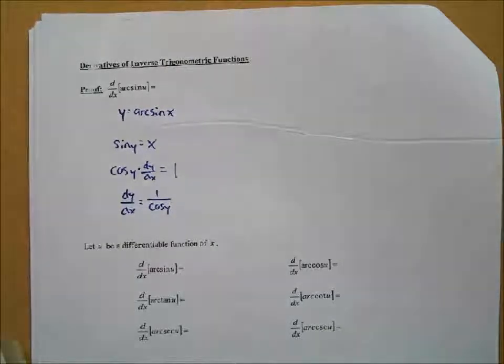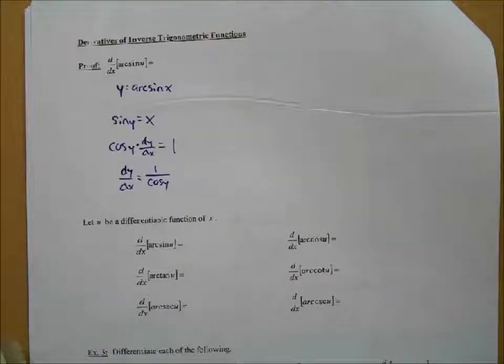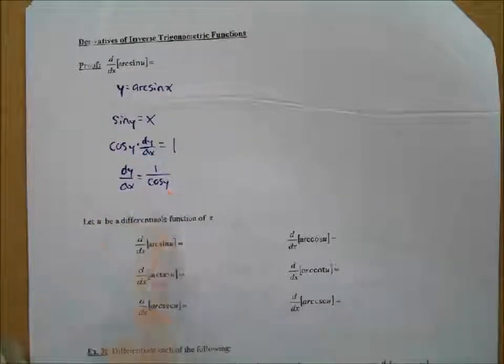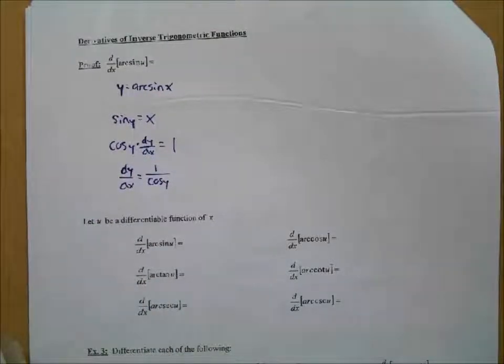We'll move that over to get the dy dx by itself. But now, we started with arc sine of x and we end with 1 over the cosine of y, which is not typical. Typically, if we start with x's and we take the derivative of something, we end up with x's as well, right? So this is kind of weird, and maybe we can rewrite this somewhat, and in fact, we can.